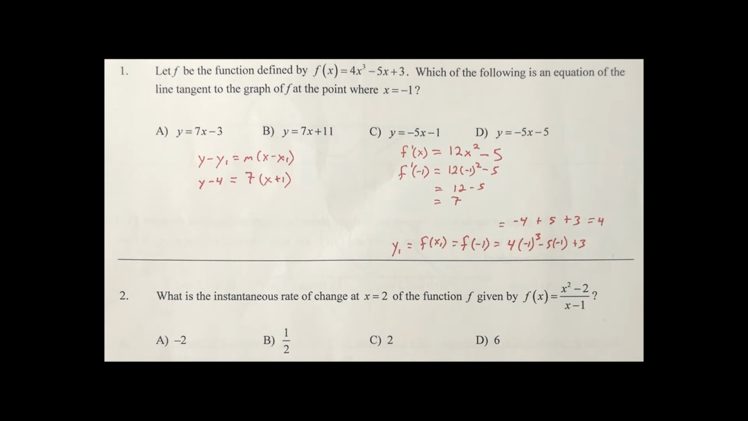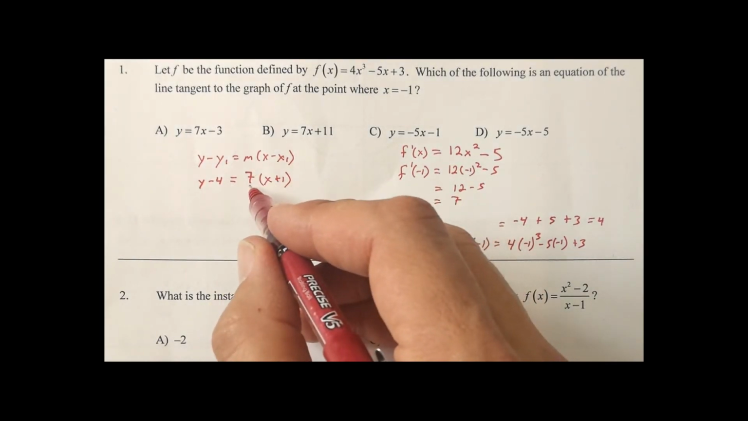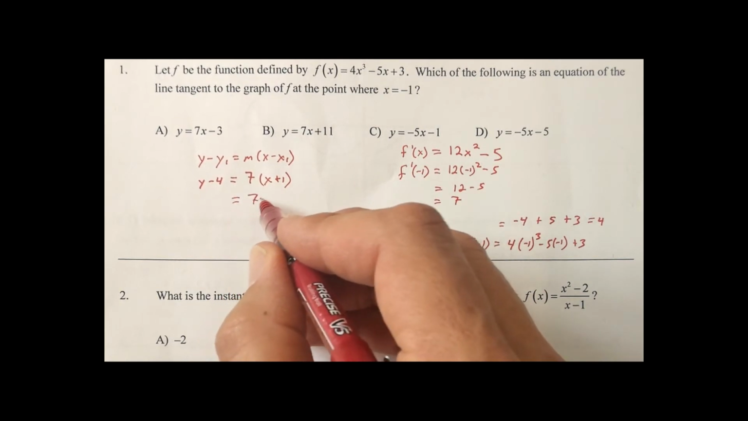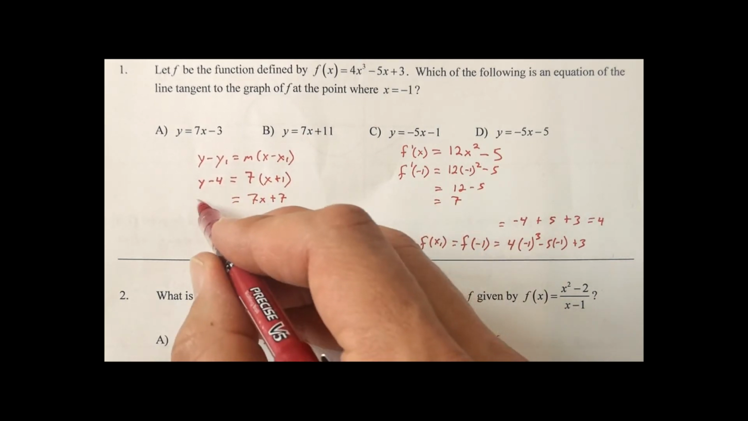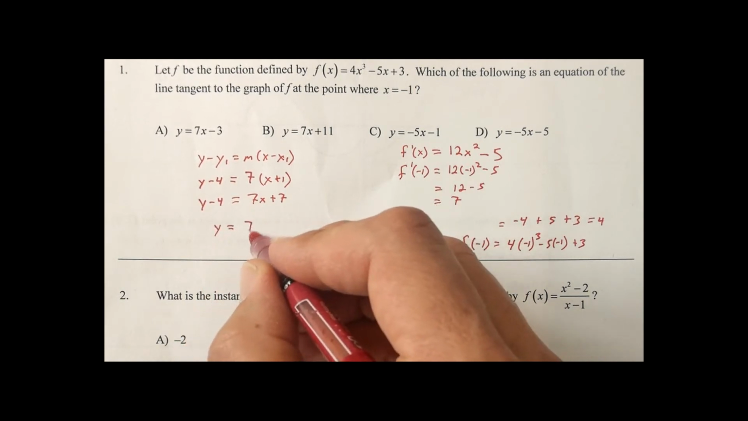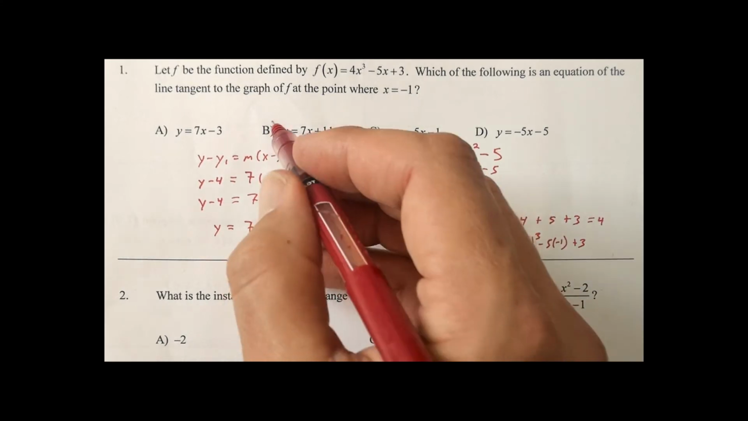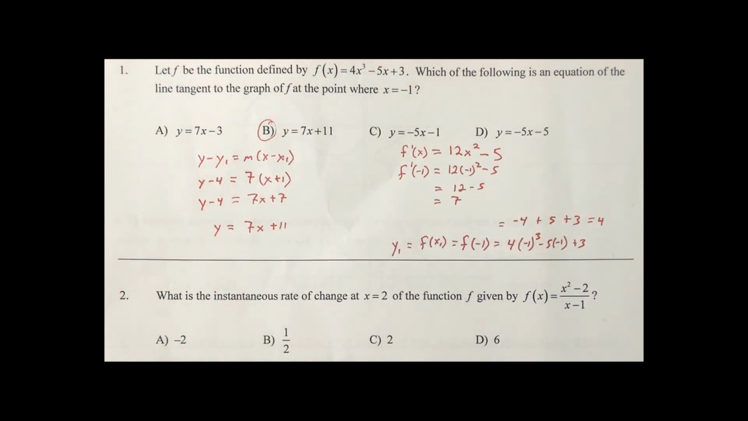All of our answers are in slope-intercept form, so a little algebra to get our solution. We're going to distribute the 7. And when we do so, we have 7x plus 7. And we move the 4 over to the other side by adding it to both sides. So y equals 7x plus 11. And B is your solution.